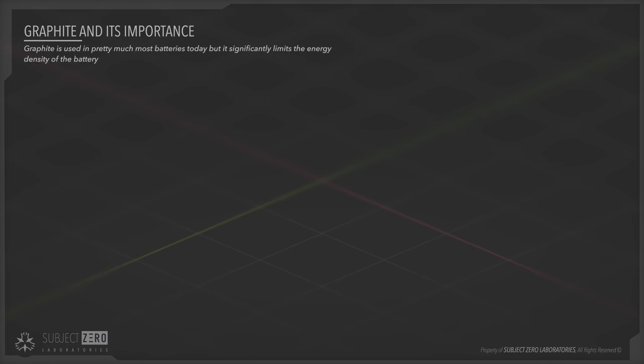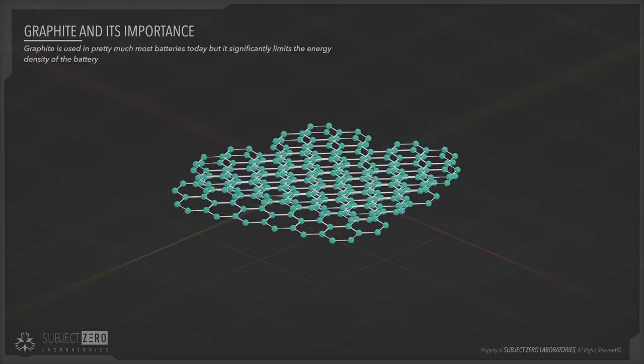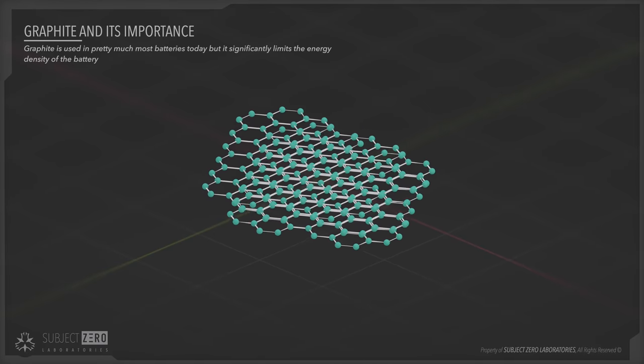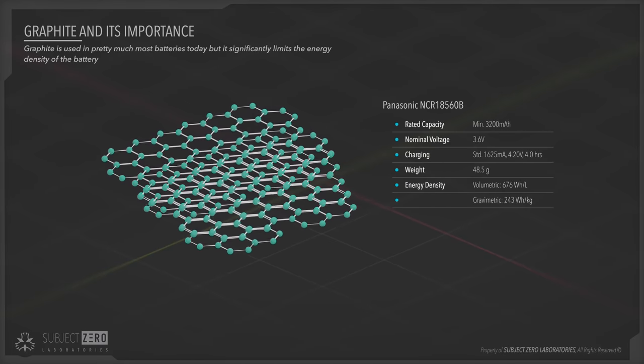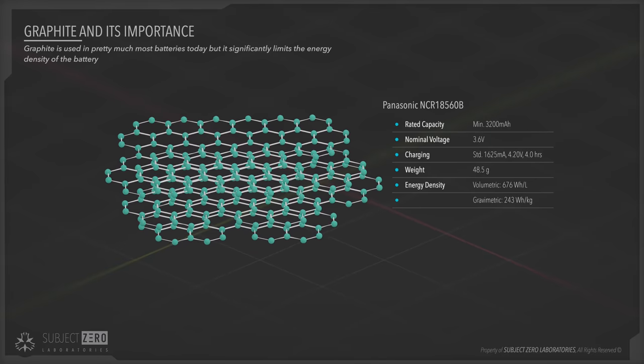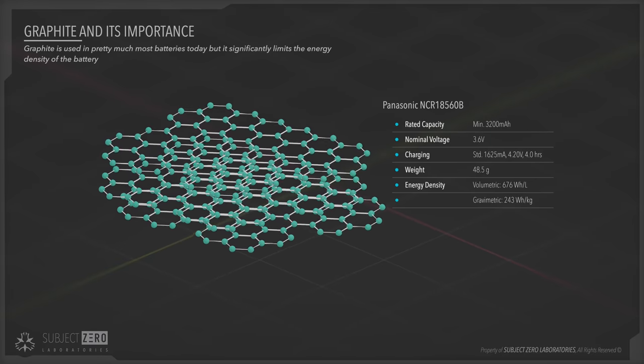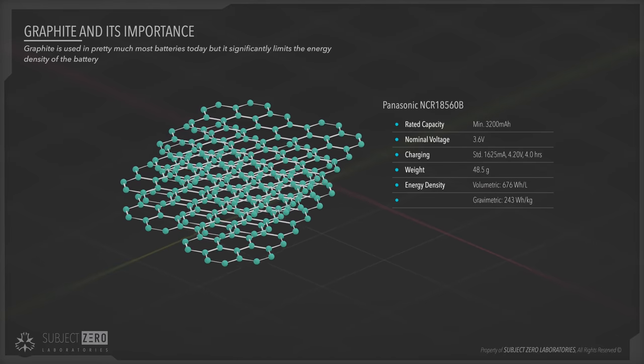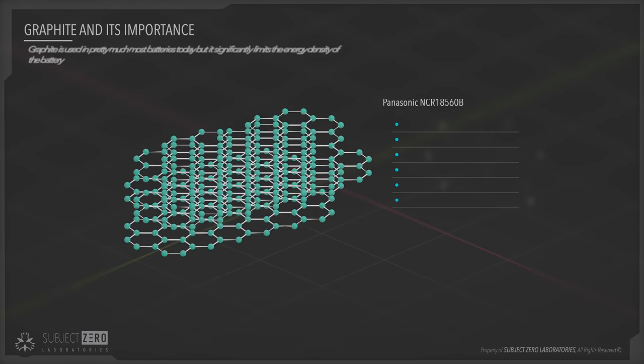But first, we need to understand the current state of battery technologies. Most battery anodes are mainly composed of graphite. So far, this technology has reached on average 243 watt-hours per kilogram, which is the case of the Panasonic NCR18650B. But why is it stuck at this level for the past few years?